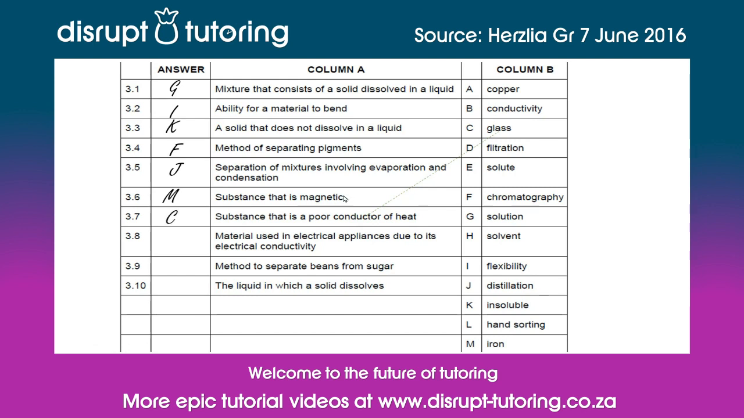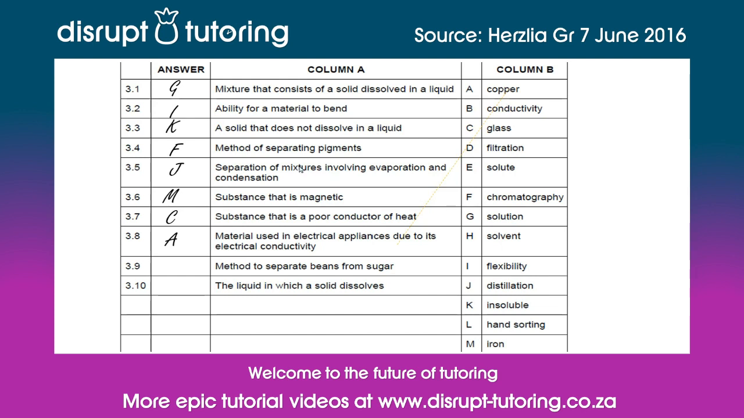Okay, 3.8. Material used in electrical appliances due to its electrical conductivity. This is copper. Copper is a very good conductor of electricity. You'd find it in, for example, electrical cables directing electricity to your home and so on. So the answer we want there is A. Okay, 2 more to go.